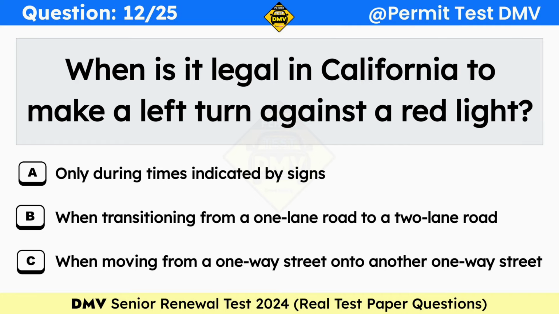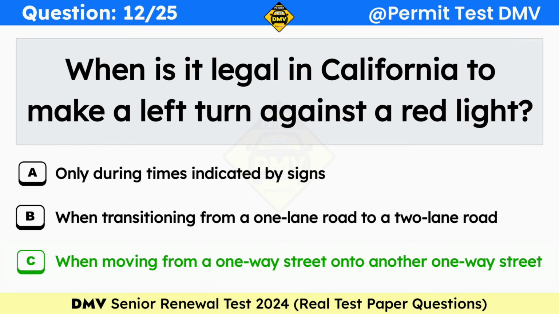Question 12. When is it legal in California to make a left turn against a red light? Option A, only during times indicated by signs. Option B, when transitioning from a one-lane road to a two-lane road. Option C, when moving from a one-way street onto another one-way street. Correct answer, option C, when moving from a one-way street onto another one-way street. You may turn left against a red light when you are turning from a one-way street onto a one-way street.